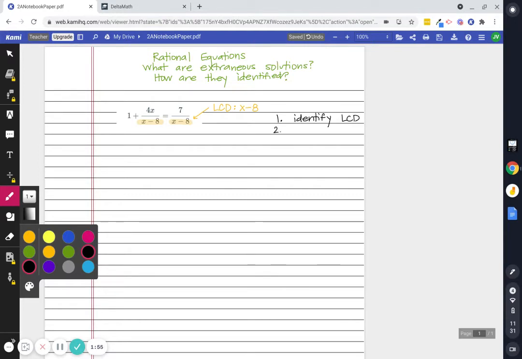Right? And then I'm going to use that LCD, and I'm going to multiply everything by it. So I'm going to make this x minus 8, make this x minus 8, I'm going to make this x minus 8. I'm multiplying everything by my LCD. And the whole reason for that is then things will cancel out.